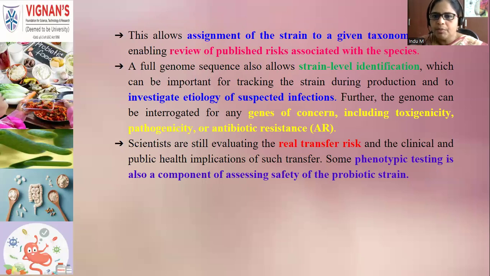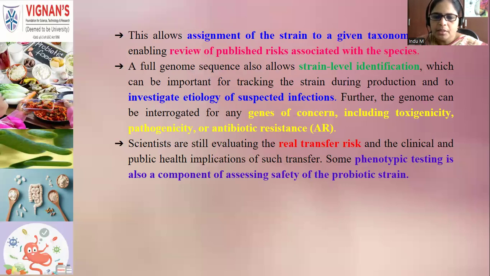The full genome sequence allows strain-level identification and provides the entire information of the particular strain: whether any toxin genes are present, whether any virulent nature of the strain is present, and whether it is producing any beneficial metabolites or not. So the entire data will be available in the whole genome sequence of a particular strain. It gives the genes of concern: toxicity, pathogenicity, and antibiotic resistance. Scientists are still evaluating the real transfer risk, and the clinical and public health implications of such a transfer.